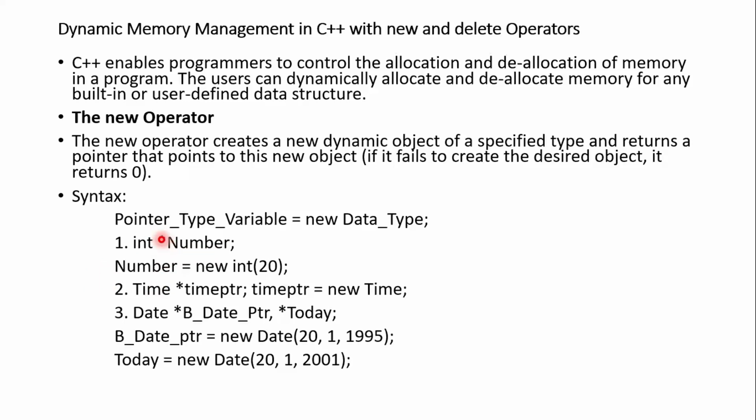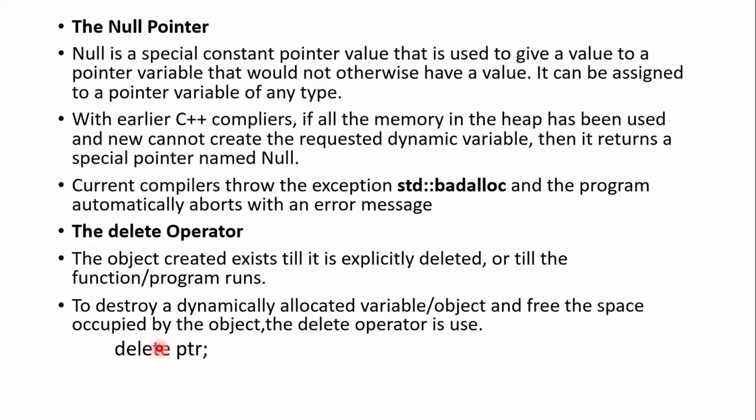What does this symbol indicate? It indicates that this is a pointer. So new will return what? A pointer. To store that pointer, you have to declare the variable as a pointer. That is the reason you first declare it as a pointer, and then take the value from the new operator and store it in this pointer. Okay, so this is what your new operator is.